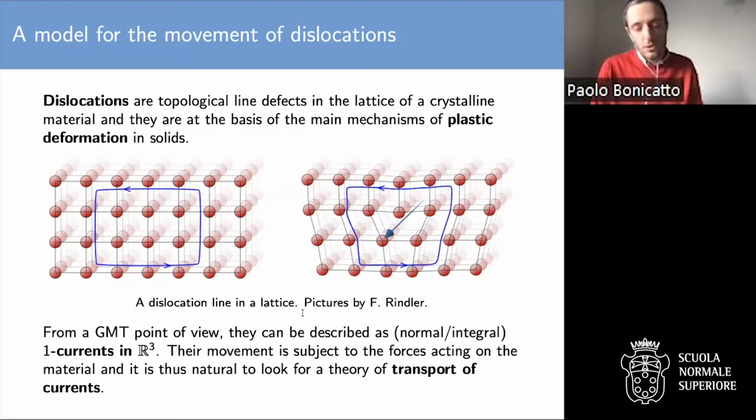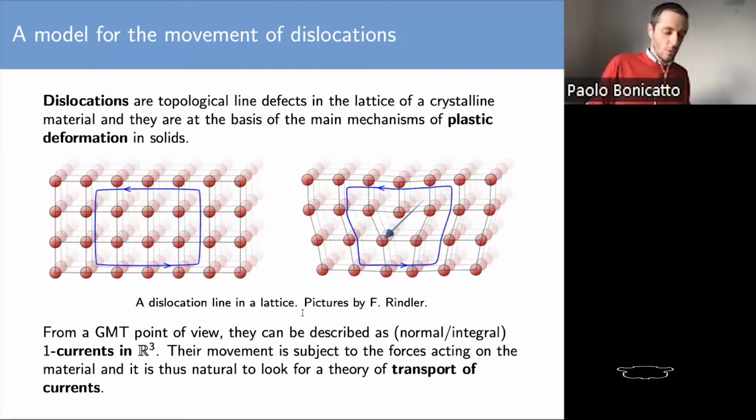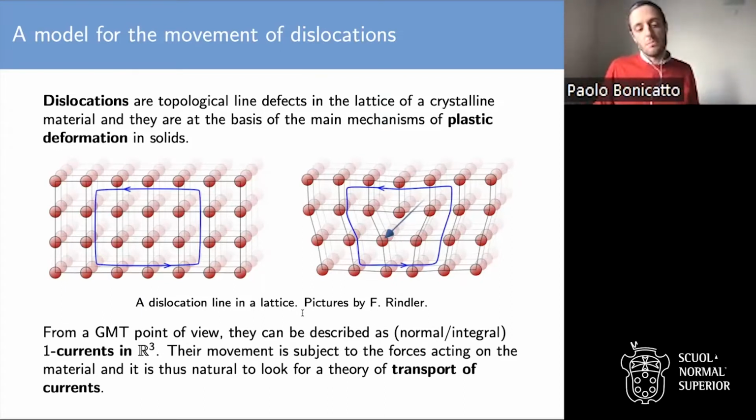I don't want to enter into the details of these, and I'm by no means an expert in this field, but one possibility, if one wants to understand dislocations, is to think of them as topological line defects in the lattice, in the crystalline structure of a material.